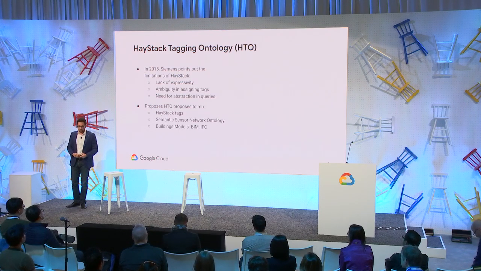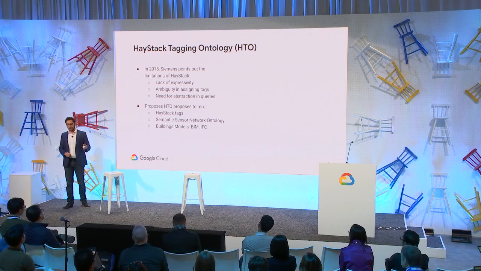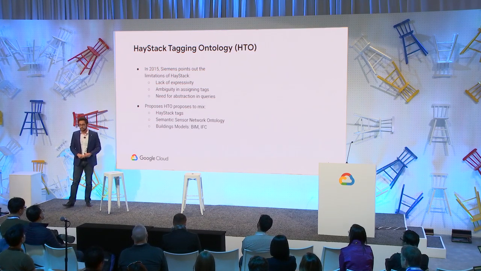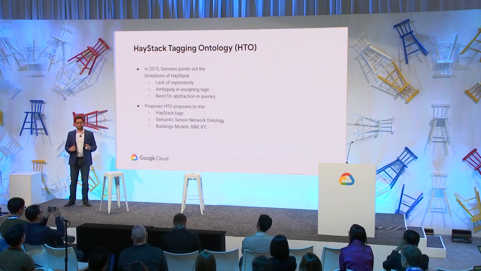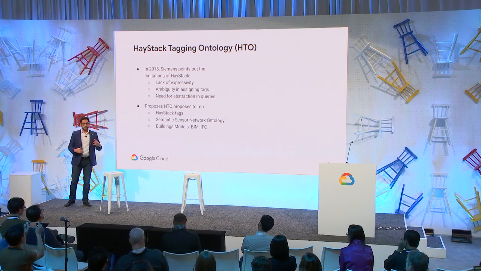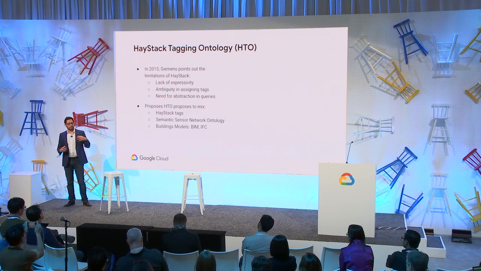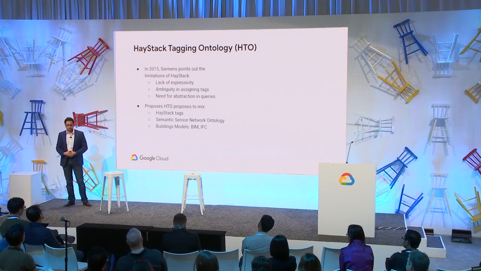Another interesting progress was provided by Siemens in 2015, which points out in a research paper the limitation of Haystack. The lack of expressivity, the ambiguity in assigning tags. You can imagine that you cannot express relationship with just tags. It becomes really very hard to manage. And of course, you need an abstraction when you do queries. The tags are a very flat system. When you are trying to query, you might want to query by location or by an upper class. So you lose that with the tags because they are flat.